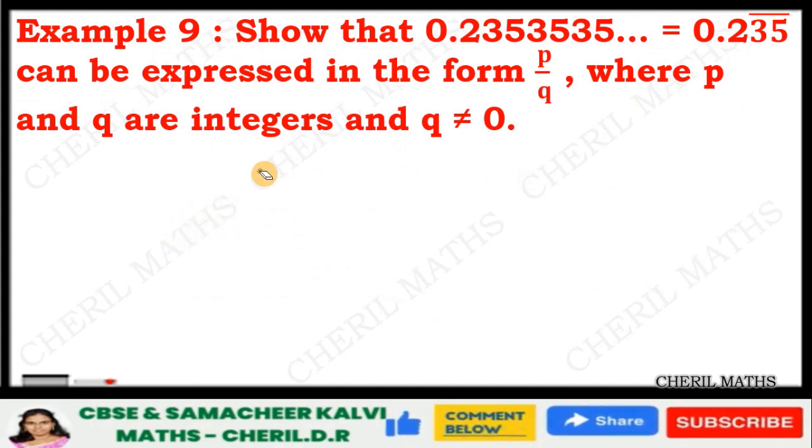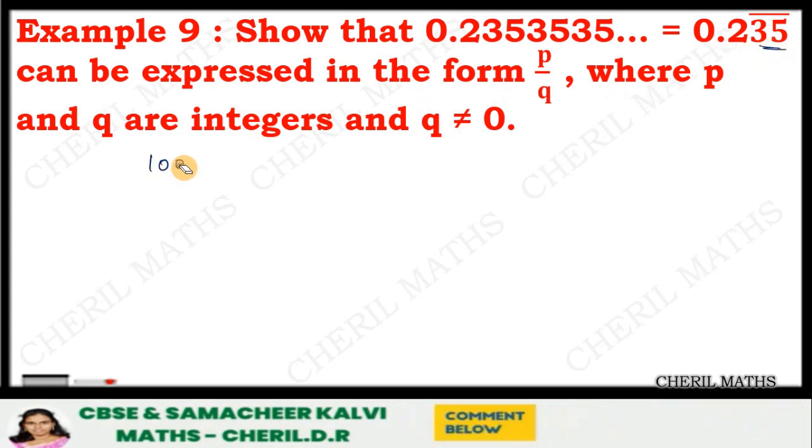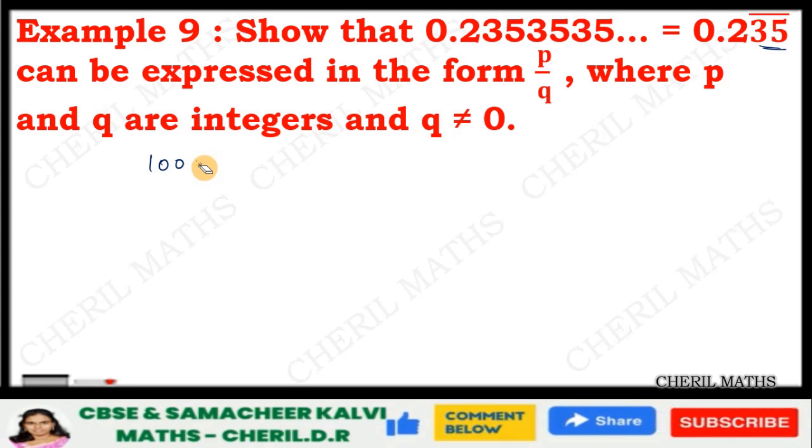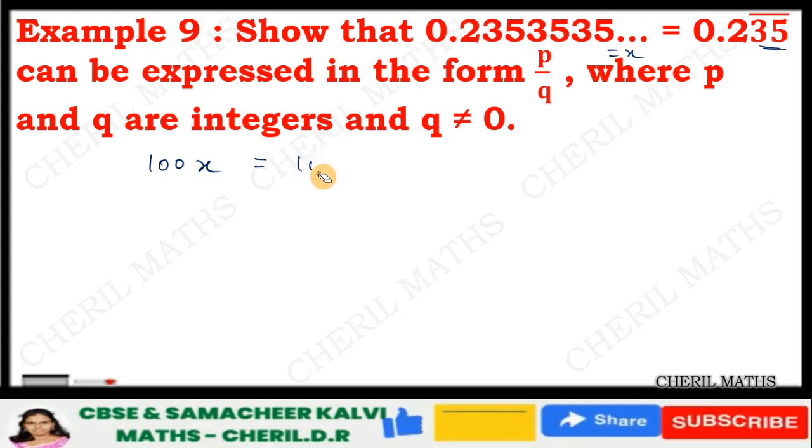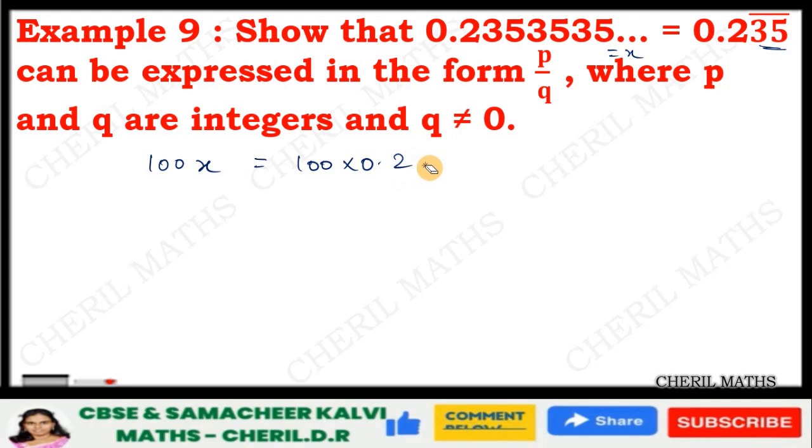So we'll do a quick recap. You have 0.235 with only two digits repeating. So you are going to multiply by 100 on both sides. You are taking this to be x. So 100x is equal to 100 into 0.23535, which was 23.535353.